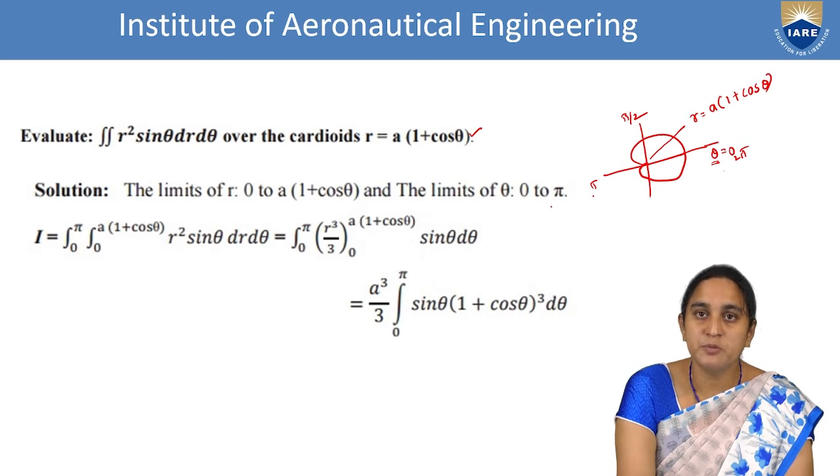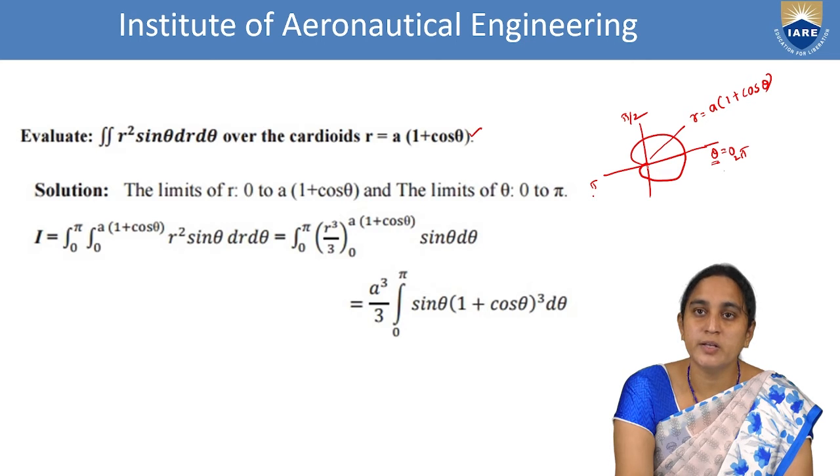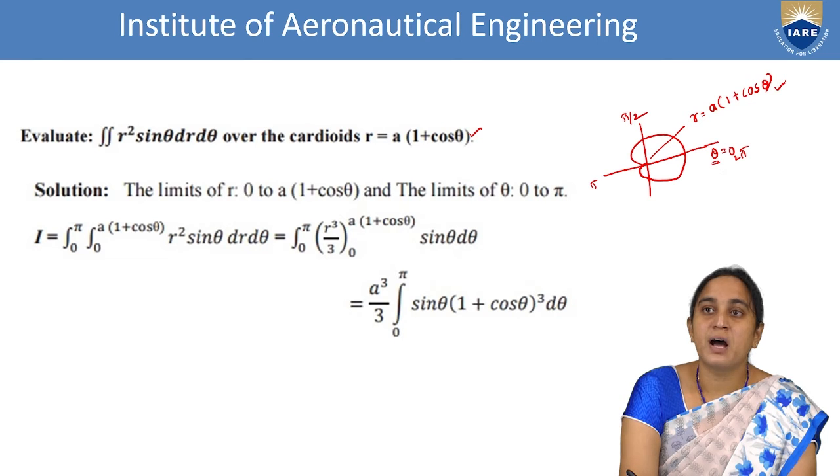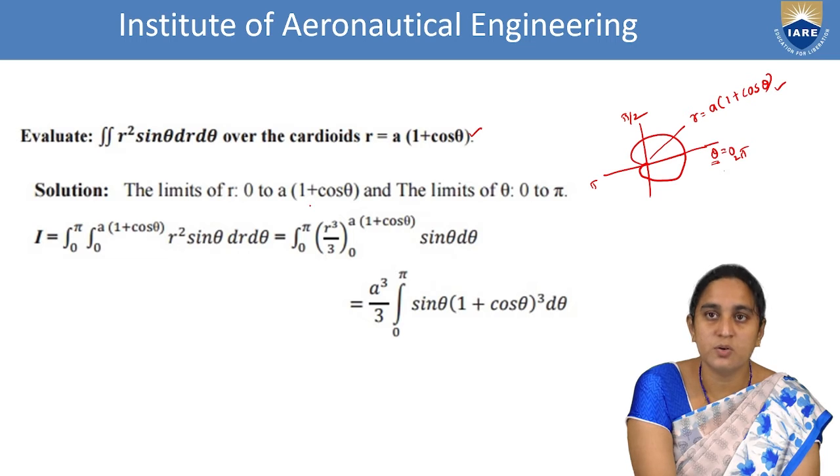And what are the limit points for r? Initially the radius starts from 0. For the given cardioid, r is equal to a into 1 plus cos theta. Once you observe the diagram, I am considering the r limits as 0 to a into 1 plus cos theta, and the limits for theta as 0 to pi.